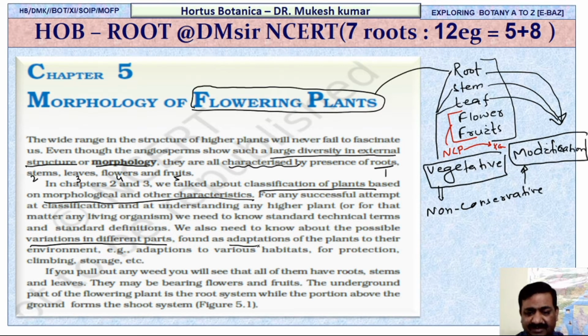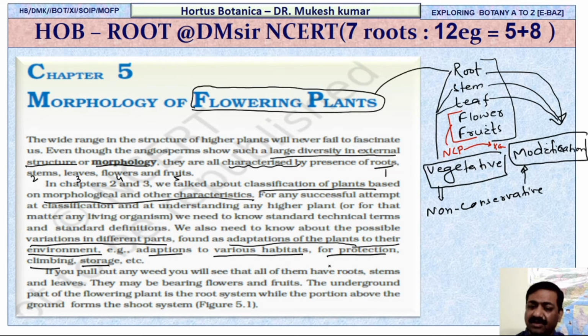And this variation will come with adaptation of the plants, right? And this occurs against the adverse or changing environment. And these adaptations to the various habitats for protection or climbing or storage are the important factors by which the root, stem or leaf undergoes what? Modification. So in this morphology we have to study root, stem, leaf, where it will undergo modification, and the plant will also have flower and fruits, isn't it?